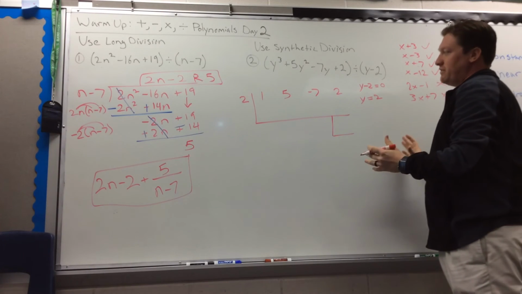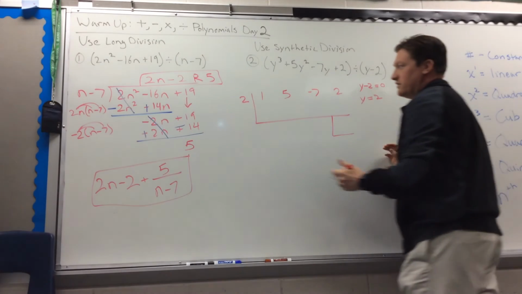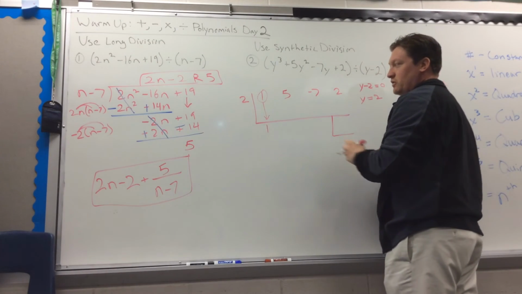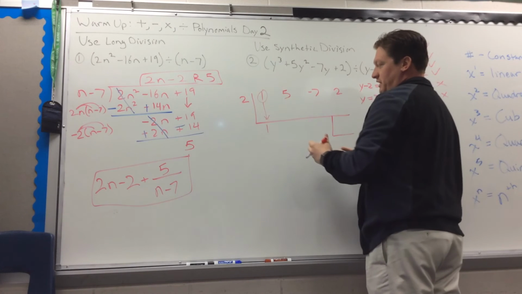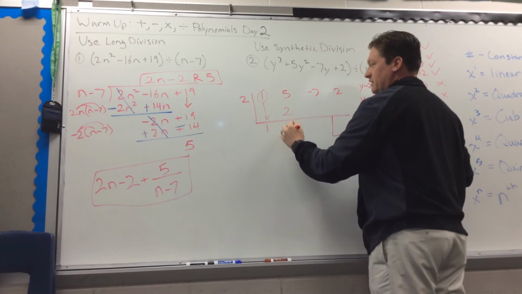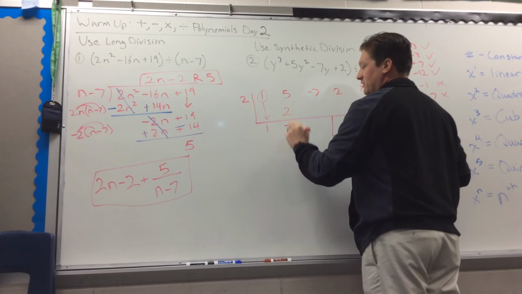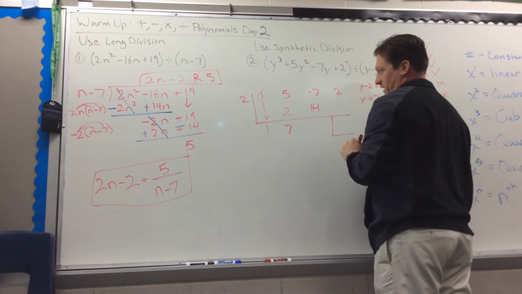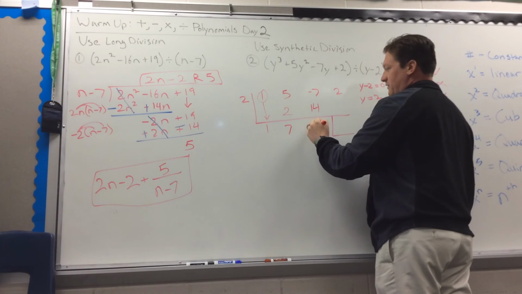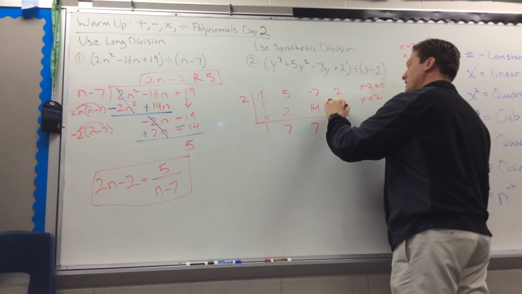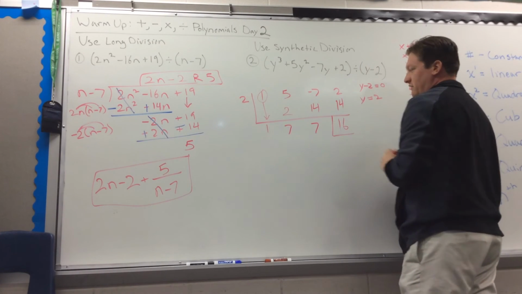So once you have set this up, we go ahead and start our process. Take this 1, bring it down. Now we multiply when we're on the outside, we combine when we're on the inside. 1 times 2 is 2. Combine. That gives me 7. 7 times 2, 14. Combine. And that gets me 7 again. 7 times 2, 14. Then we combine and we get 16.